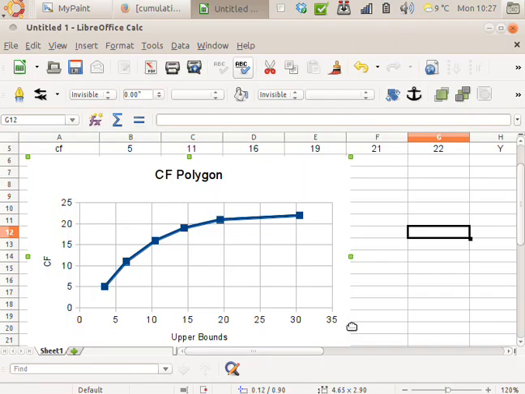Well, the other thing you need to know about the cumulative frequency table is how you can calculate the median from it. You remember last time we calculated the median by putting it in order and taking the middle one. Well, you can actually get that from the cumulative frequency curve as well.